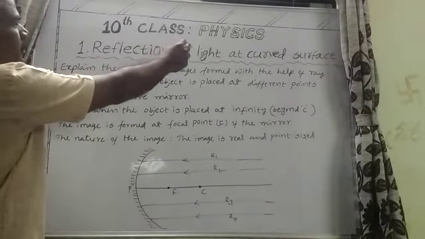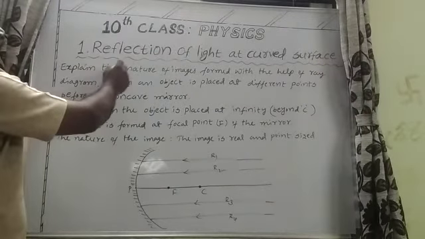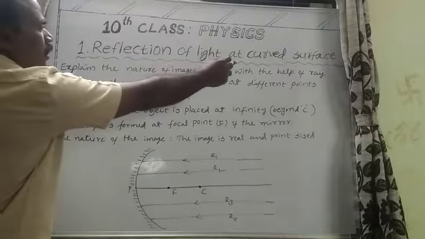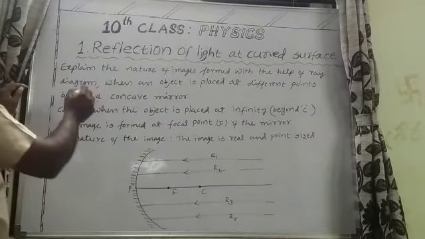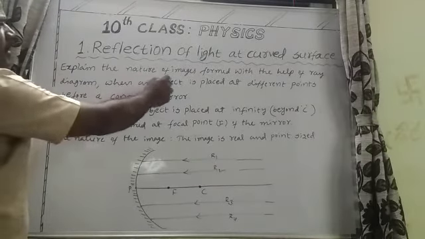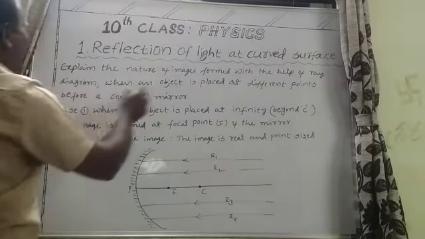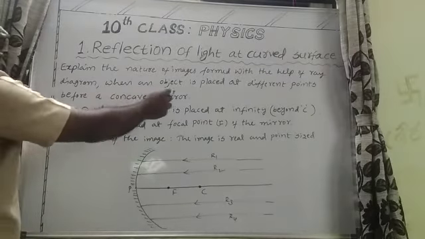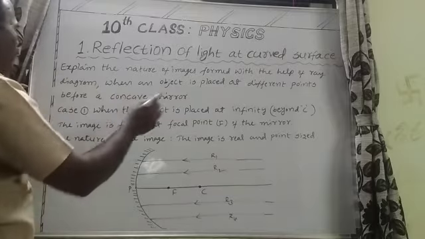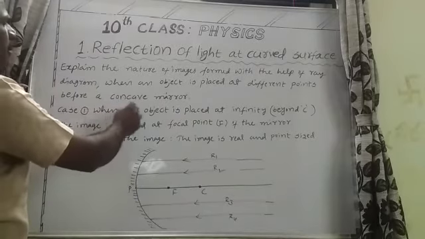10th class physics, reflection of light at curved surface. Explain the nature of images formed with the help of a ray diagram when an object is placed at different points before a concave mirror.